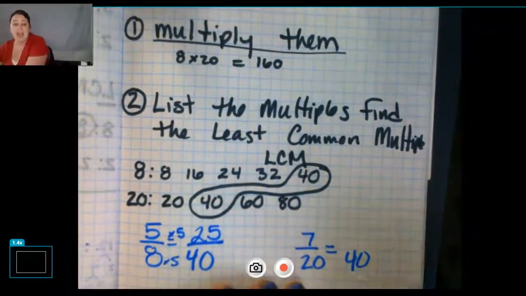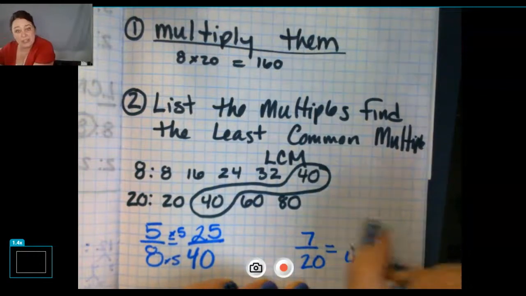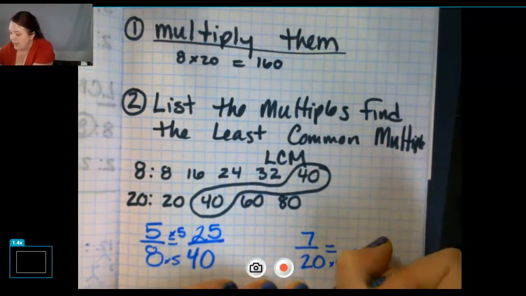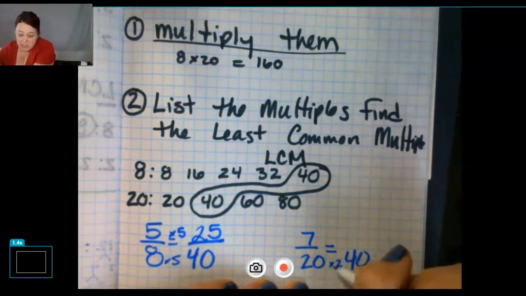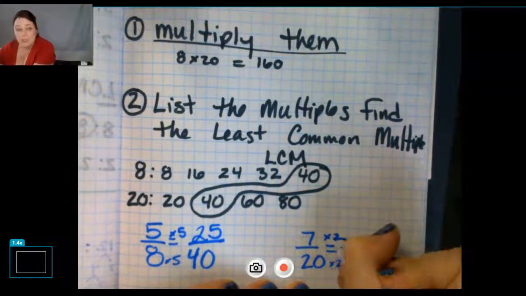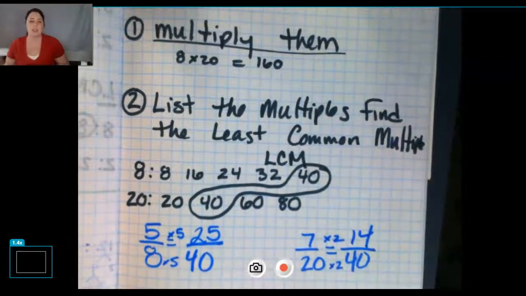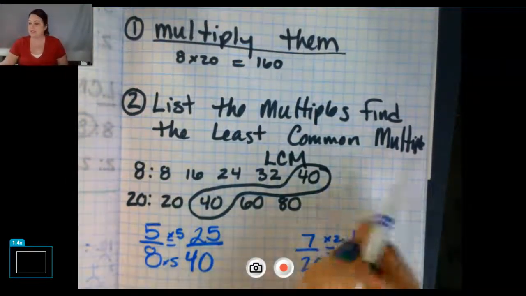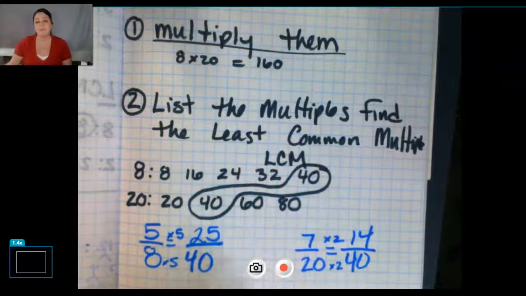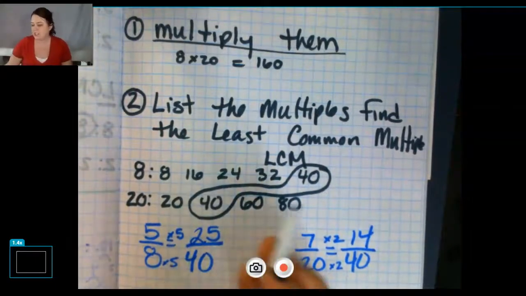Now, how did I go from 20 to 40? I multiplied by 2. Whatever I do to the bottom, I must do to the top. 7 times 2 is 14. There you go. I have used my least common multiple to make equivalent fractions.